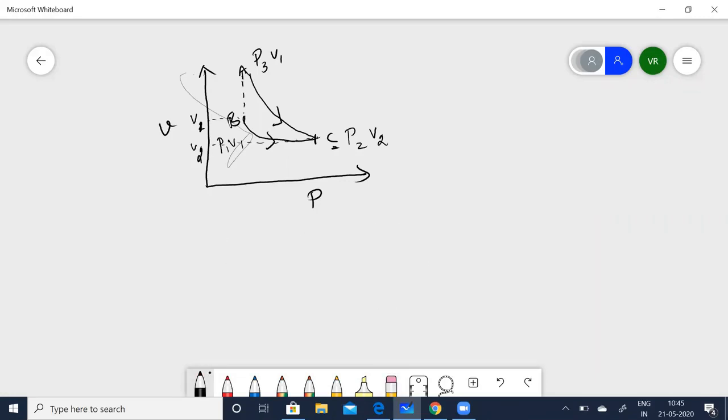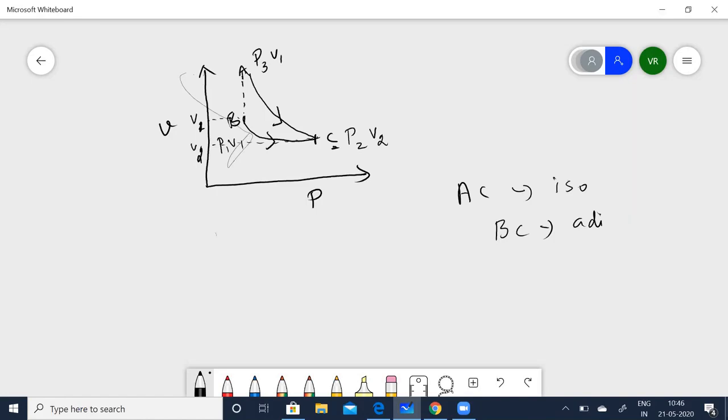BC is adiabatic and AC is isothermal. Remember, adiabatic is slightly shallower. So AC is isothermal, BC is adiabatic. Yeah, I made a mistake. Don't confuse yourself. A shallow curve is always going to be adiabatic. Even if you want to remember it that way, a shallow curve is adiabatic and a deeper curve is isothermal. So BC is going to be the adiabatic change.